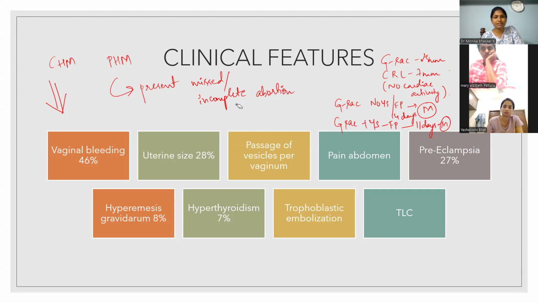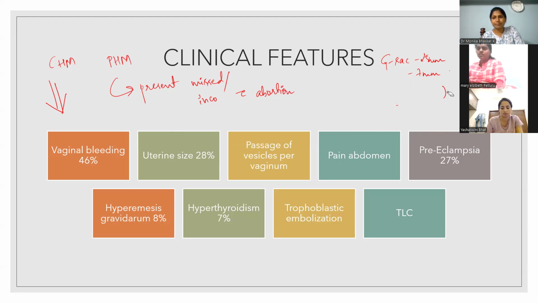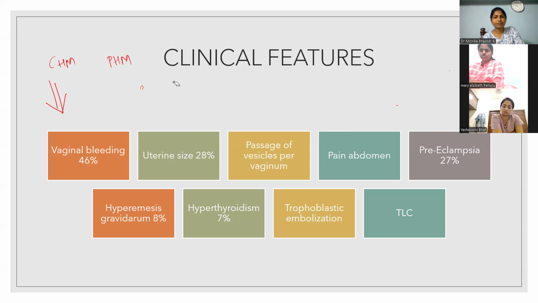So what clinical features have I written here? The main important clinical feature: 46% of women will present to you with vaginal bleeding. So first trimester vaginal bleeding should definitely make you exclude molar pregnancy. What happens in this bleeding? The abnormal trophoblastic tissue gets detached from the uterine surface and there will be some amount of bleeding.